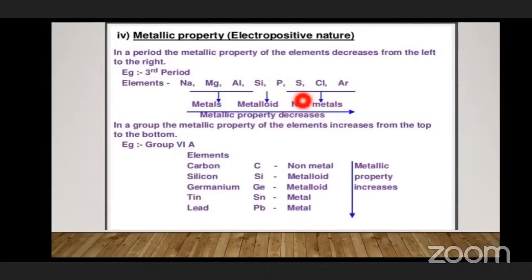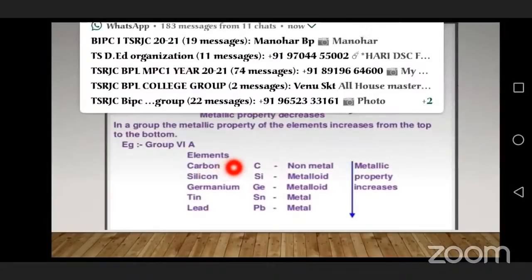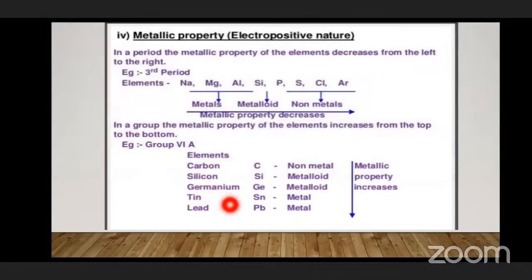This is the third period elements. In a period, metallic property of the elements decreases from left to right. In a group, metallic property of the elements increases from top to bottom. See here, carbon, silicon, germanium, tin and lead. So carbon is a non-metal. Silicon is a metalloid. Germanium is a metalloid. Tin is completely a metal. Lead is completely a metal.